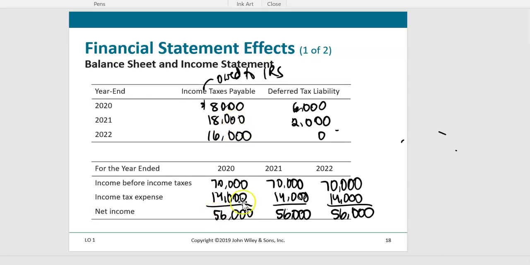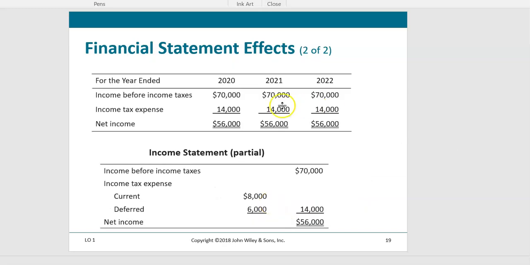Here's the income statement that we wrote out, showing the $56,000 again, and this is what the income statement would look like in a little bit more detail if we take a look at any one of these years. We would see income before taxes, or pre-tax income. We would actually separate out that income tax expense as the amount owed. This year, $8,000, and then here is that deferred tax liability showing up. That's the deferred tax expense.